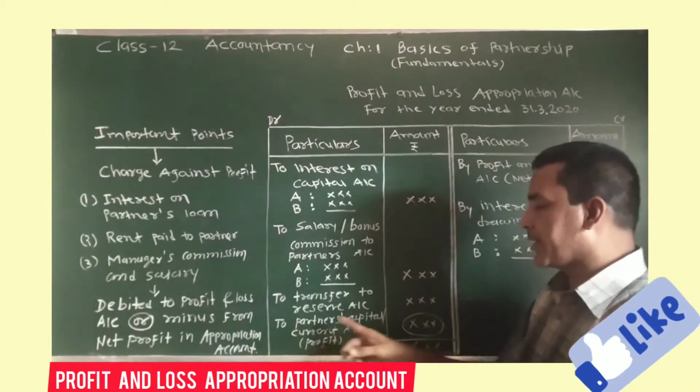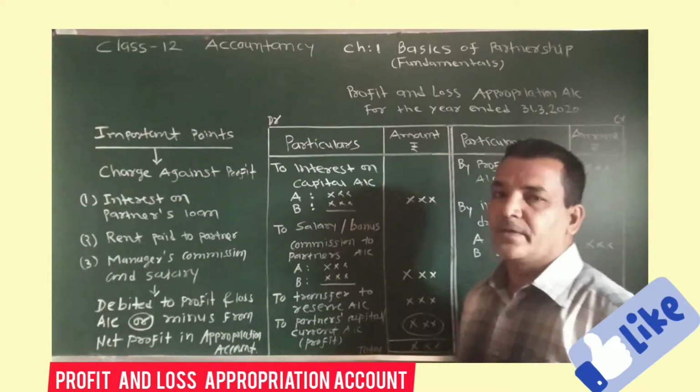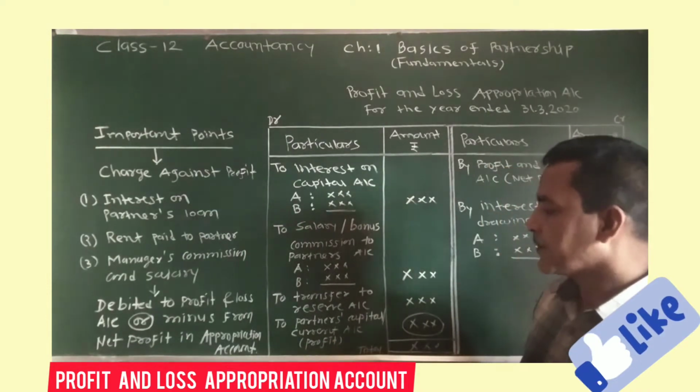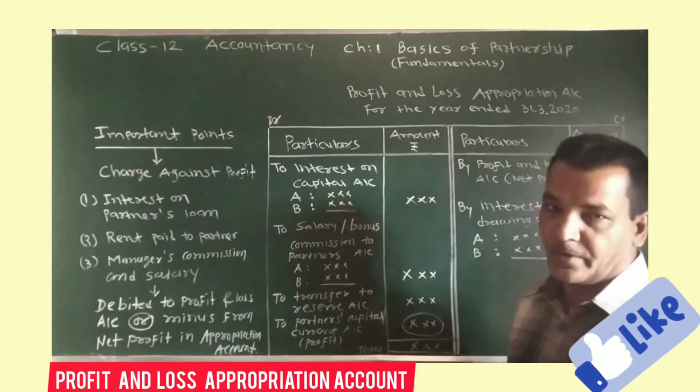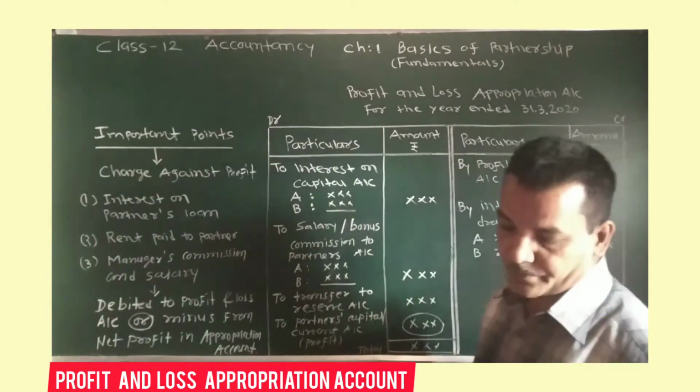So I have written to partners capital or current account. This is the divisible profit. Individually, we will write their amount. Because of space problem, I have not written here individually like A, B, you will write here also.